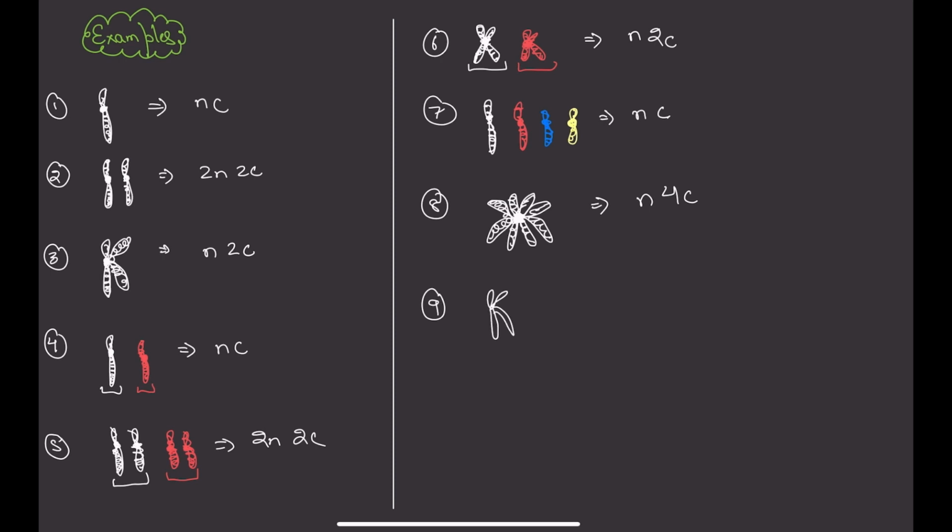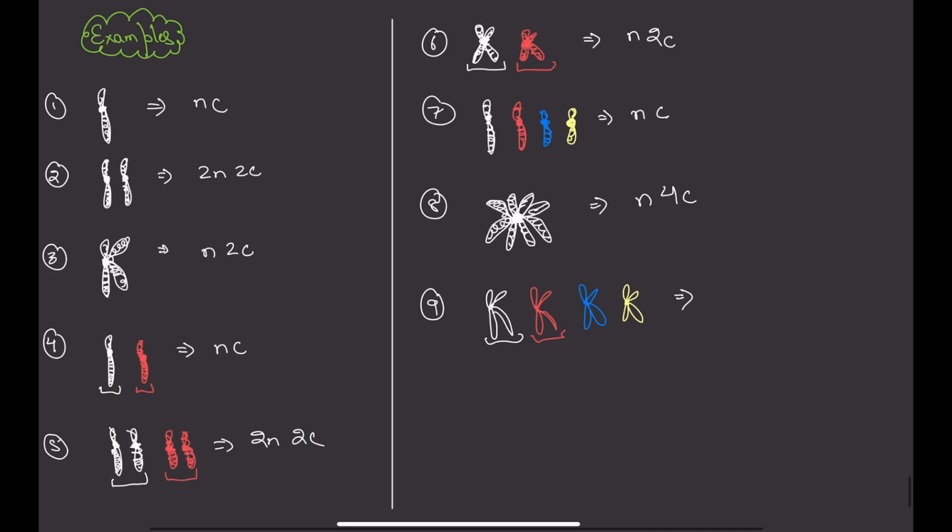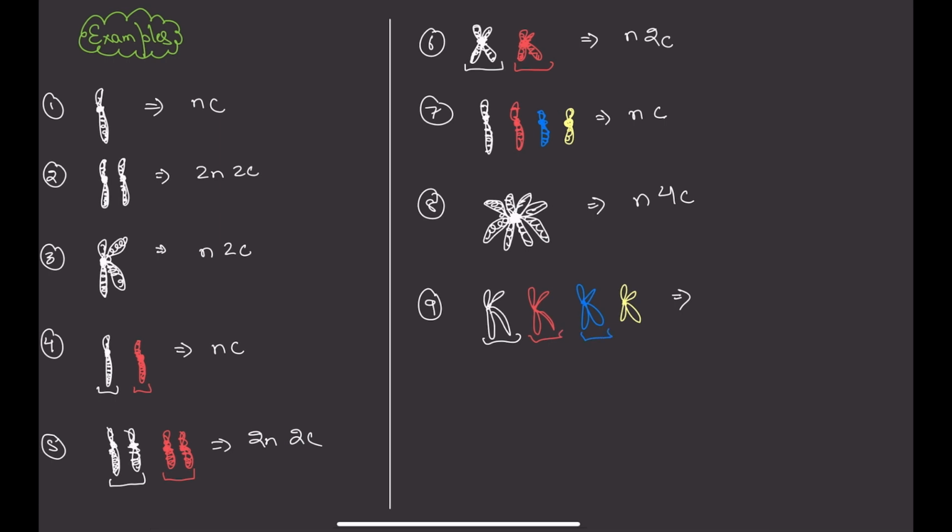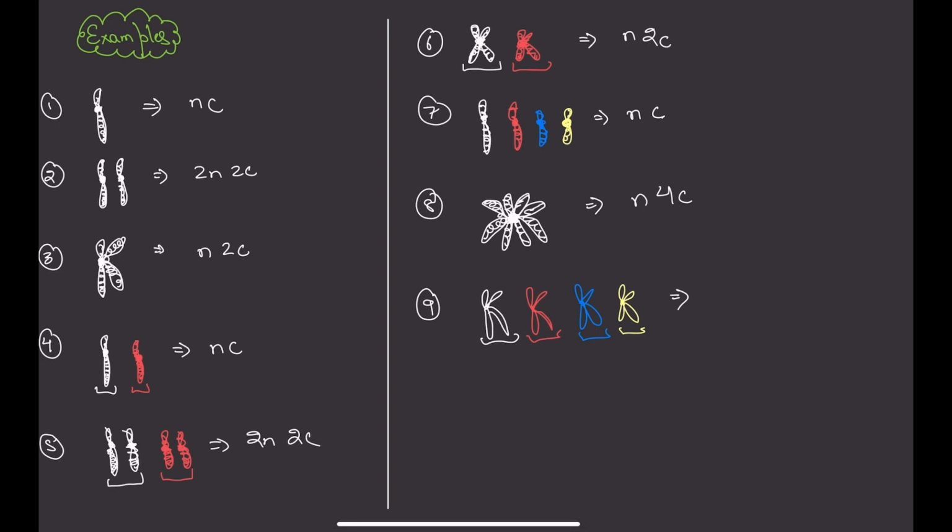Likewise, let us take another example. This, and this. So now we have 4 chromosomes present. But can you see any other copy present of these chromosomes? No. White has just one copy. Red, one copy. Blue, one copy. Yellow, one copy. So one copy of every type of chromosome. So the ploidy remains n. One set of every type of chromosome.